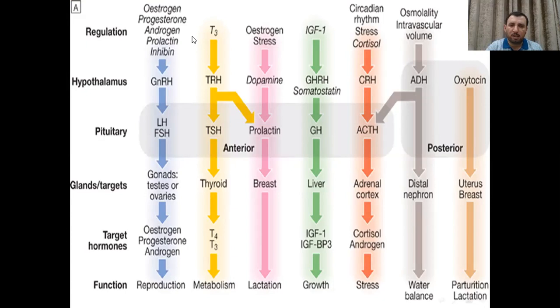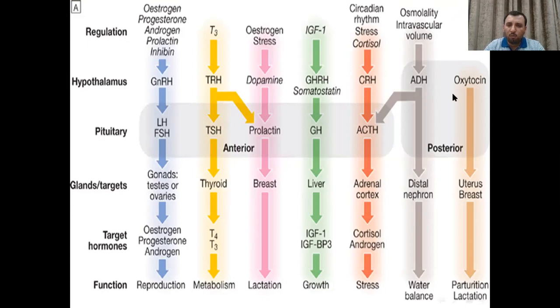The same for the thyroid gland, T3 the active form, which affects the TRH, thyrotropin releasing hormone from the hypothalamus, which affects the pituitary gland to produce TSH, which then affects the thyroid gland to produce T4, TSH, and so on. So these hormones affect the hypothalamic secretion of the original hormones by negative feedback.